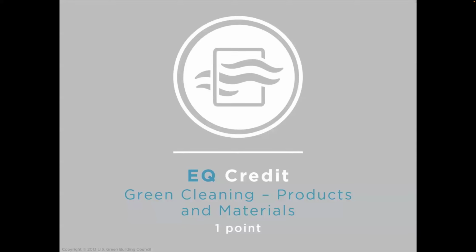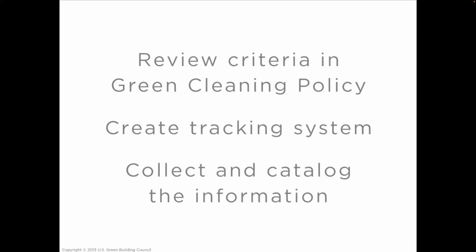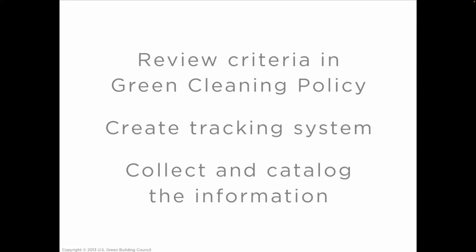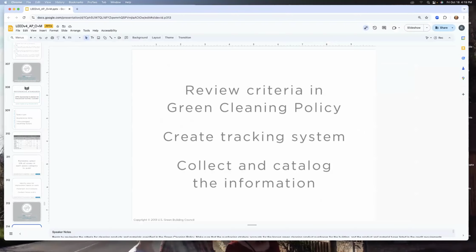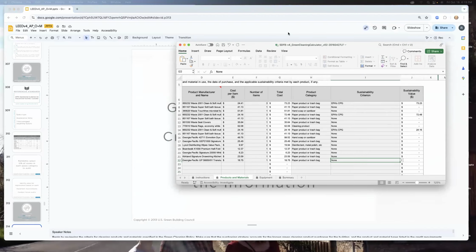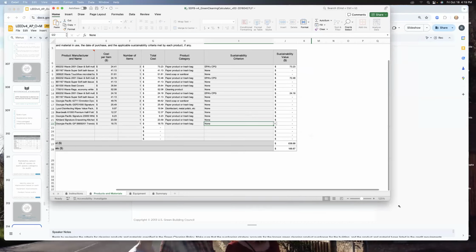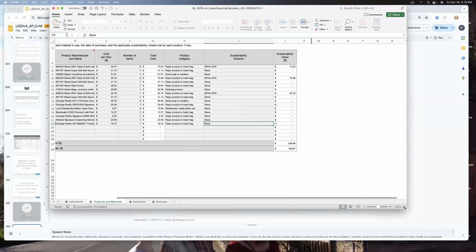All right, green cleaning products and materials. Again, you're tracking it. I'm going to go ahead and show you the calculator. There we go. So here's a green cleaning calculator, and what it's doing is saying, by cost, what materials are we using to clean our spaces?